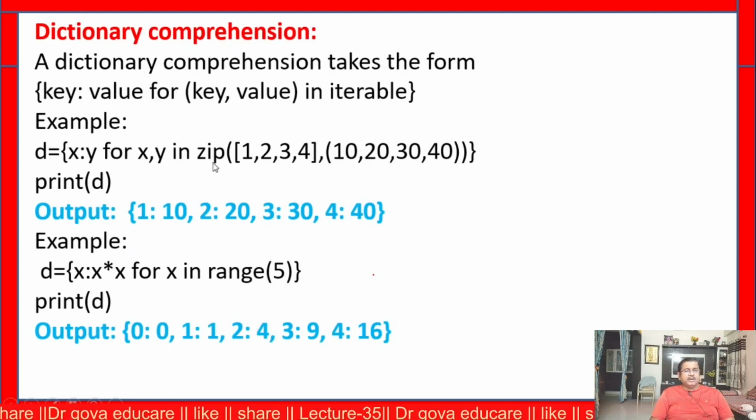Next, dictionary comprehension. Now this is the same as a list comprehension.